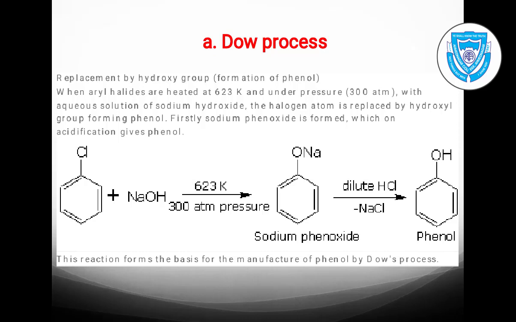So this reaction is simple. Chlorobenzene, when it is treated with NaOH, sodium hydroxide, at 623 Kelvin at 300 atmosphere, sodium phenoxide formation takes place. When it is further diluted with HCl, with the removal of NaCl, you will get phenol. And this is an industrially important method for preparation of phenol. You can get a question like, how can you prepare phenol from chlorobenzene?